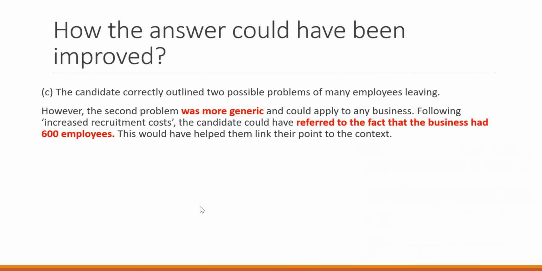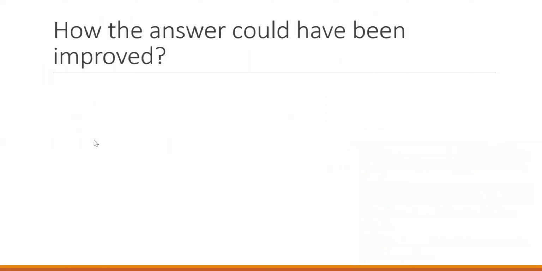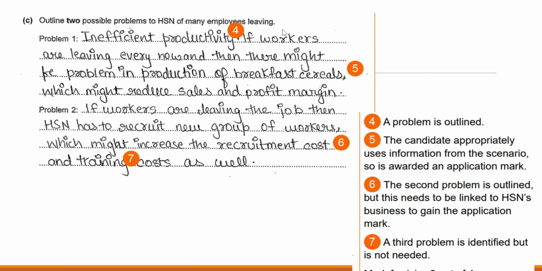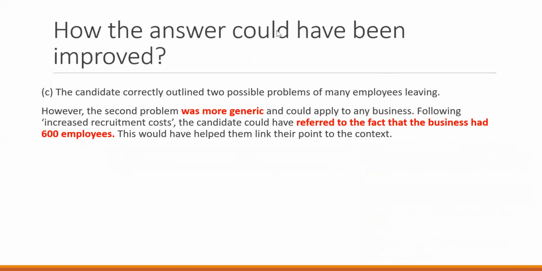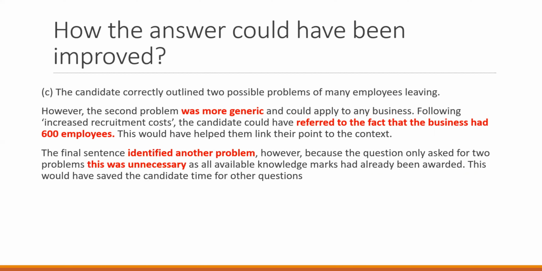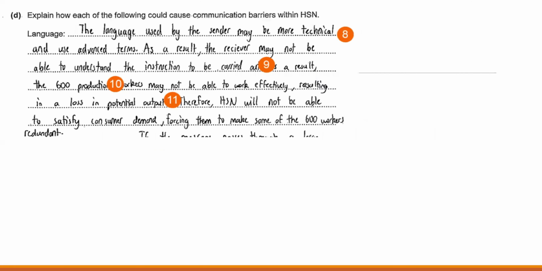Okay, now how the question could have been improved. It was a very generic reference to the fact that the business had 600 employees. Now I mentioned earlier that you can use the number of employees. So if a lot of people are leaving, many employees are leaving, 600 employees are leaving, that means a large number. So that would mean a lot of recruitment cost, a high recruitment cost. That would have given it a 4 on 4. The other problem was identified. However, a third problem was identified, which was unnecessary. So that was not needed.